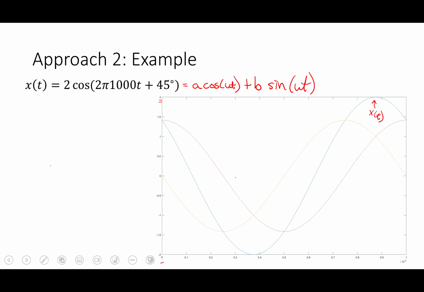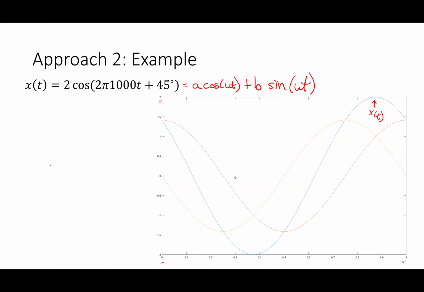All right, so let's look at an example here. There's x of t. x of t is 2 cosine(2 pi 1000 t plus 45 degrees). What I've sketched here is x of t, the blue waveform, and I've also sketched a cosine and a sine. Let's check this for a second. We should be able to make some sense of what I'm doing here. Which one is the cosine and which one is the sine?